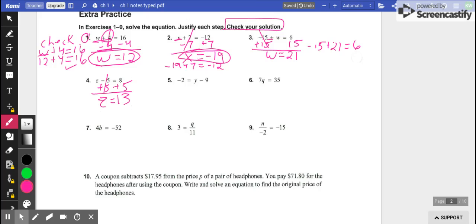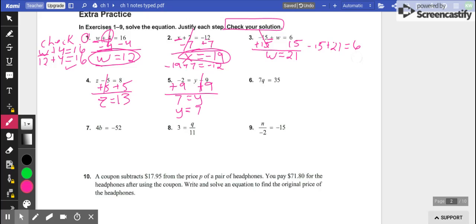Okay, on the next one, our variable is on the other side of the equation. However, we're still going to solve it the exact same way. If I have negative 2 is equal to y minus 9, the 9 is what's keeping y from being by itself. The opposite of subtraction is addition. So I'm going to add a 9 to both sides. These 9s cancel out. I'm left with just y. And on this side, negative 2 plus 9 is equal to 7. Notice it's okay to leave your answer like that. If you'd rather rewrite it with the y on the other side, that's okay as well. Either one of those are okay.